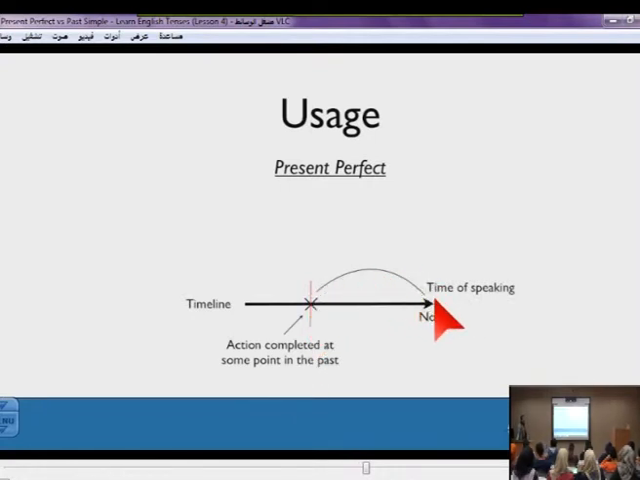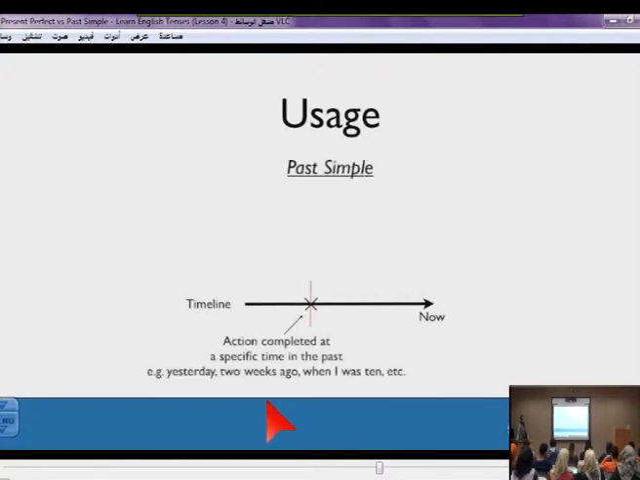Now, if we mention that specific time in the past, if we fix our past time, we must change to past simple. Action completed at a specific time in the past. Here are some clues. There is no longer any connection with now: yesterday, 2 weeks ago, when I was 10. When, okay. Etc.